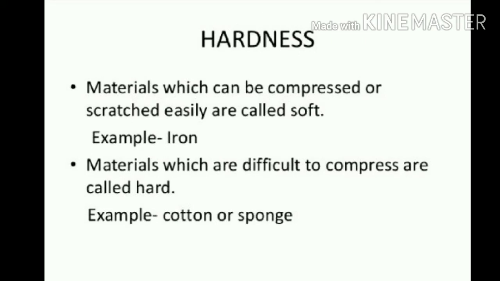Then we have seen hardness. In that we have seen hard and soft. Correct? The materials which can be compressed or stretched easily are called soft. And second, materials which are difficult to compress are called hard. Examples: hardness is iron, and softness we can say cotton or sponge.